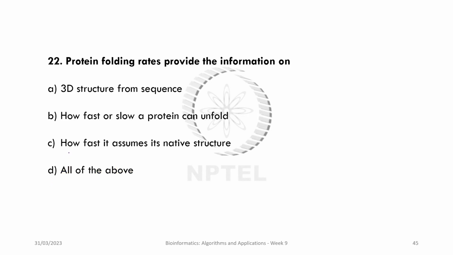Okay. Question 22. Protein folding rates provide the information on 3D structure from sequence, how fast or slow a protein can unfold, how fast it assumes its native structure, or all of the above. Thank you, Nagamani. Thank you, Devangana.